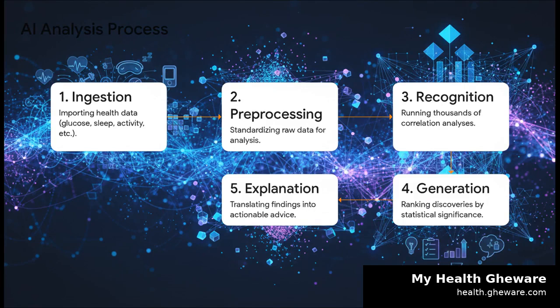That's just a fancy term for bringing in all your health data. Next is data pre-processing, which is all about cleaning up that raw data and making it ready for analysis. Step 3 is where the magic happens: pattern recognition. The AI runs thousands, sometimes tens of thousands of correlation analyses.